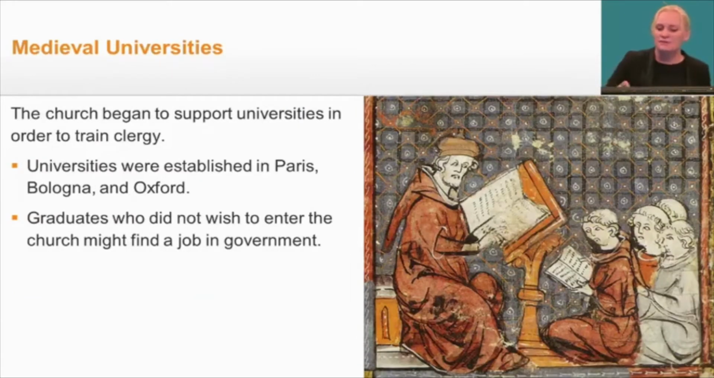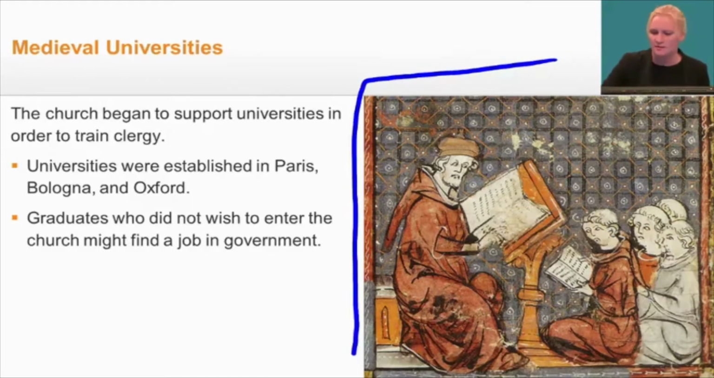Now, medieval universities, like you can see here, here's a picture of a scholar teaching small children. The church began to support universities in order to train clergy members. Universities were established in Paris, Bologna, and Oxford. And graduates who did not wish to enter the church might find a job in government.